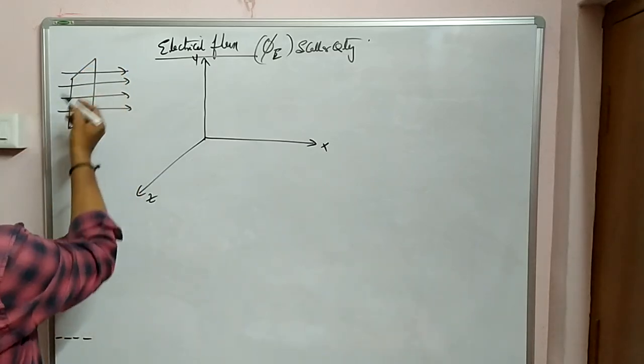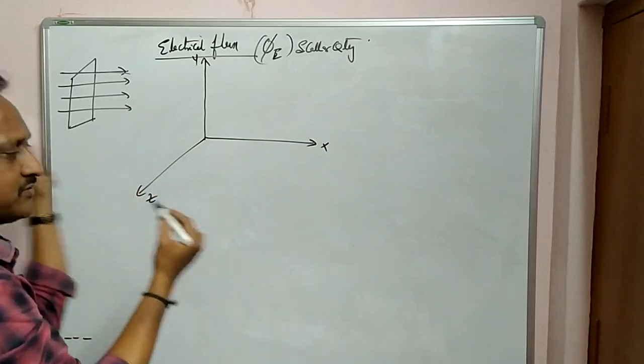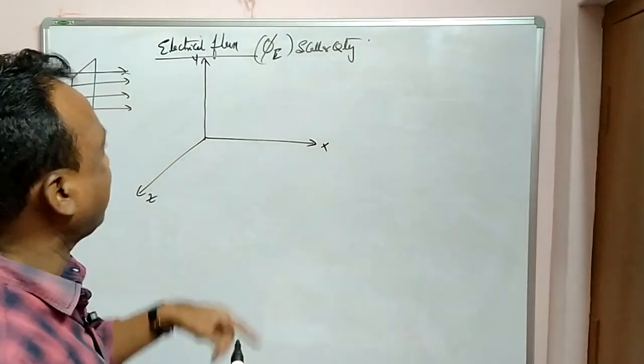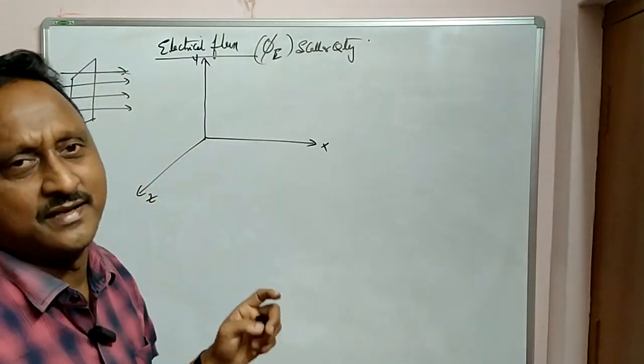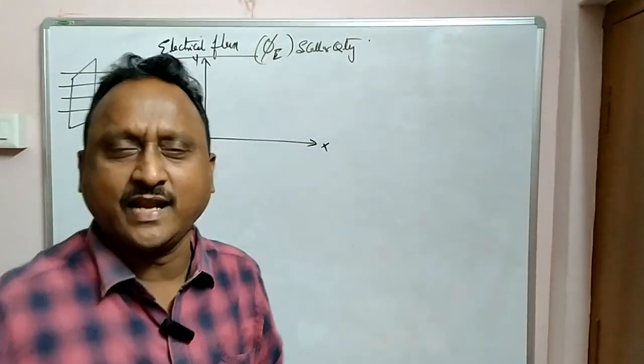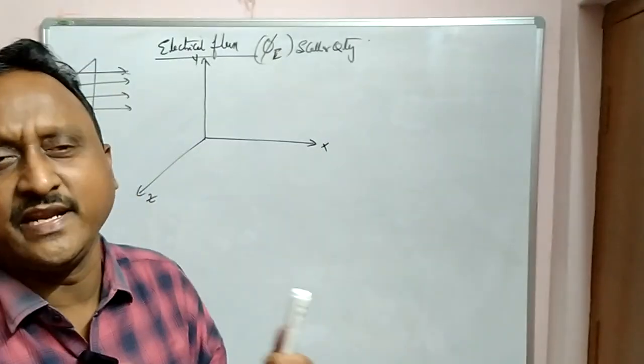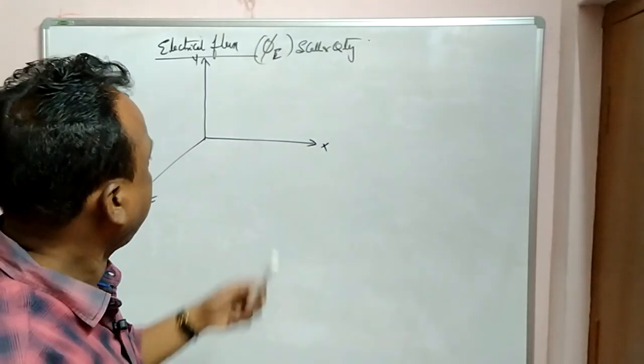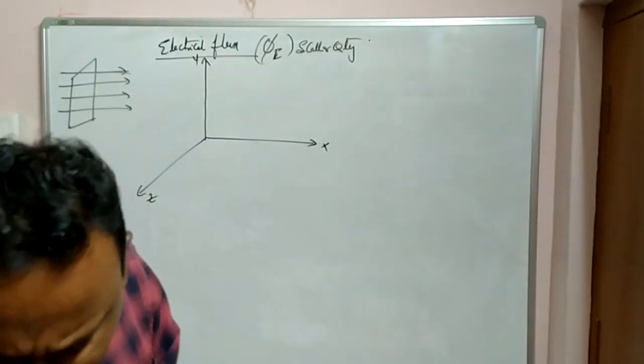Suppose this is a surface body. Any lines of forces passing through the given body is called electrical flux. The number of electrical lines, like magnetic flux, where the number of magnetic lines of forces passes through a given area of cross section. Now I will try to explain giving some diagram here.